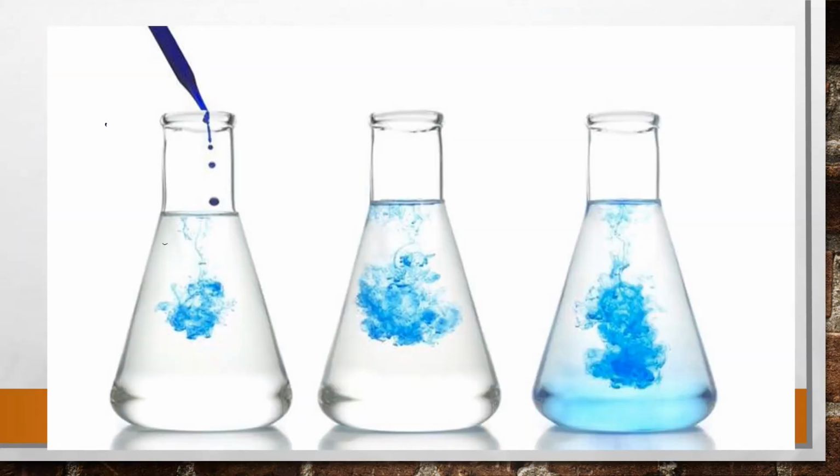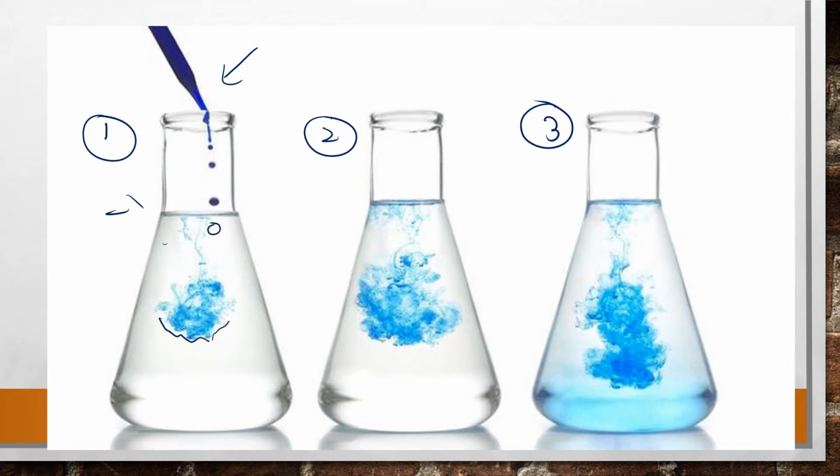As you can see, this is the conical flask 1, conical flask 2, and conical flask 3. All of them were put with distilled water. So what you can see at the conical flask 1 here, when we add a drop of methylene blue solution, once the drop reaches the water, the drop becomes dispersed, right?